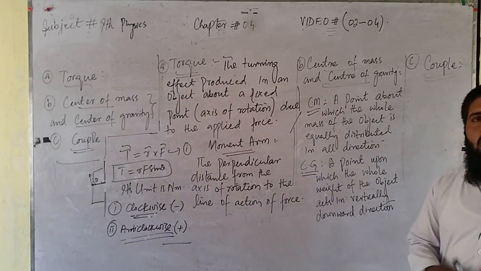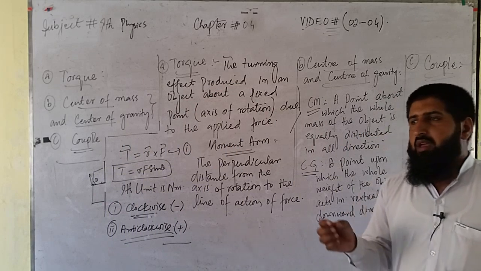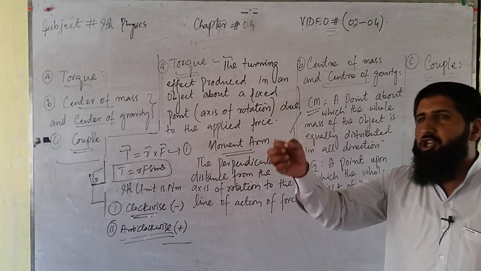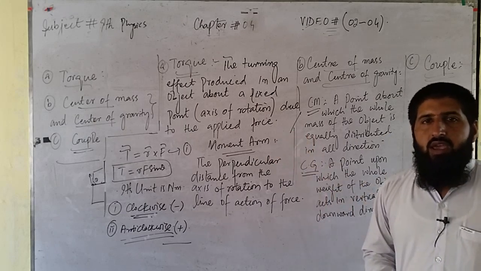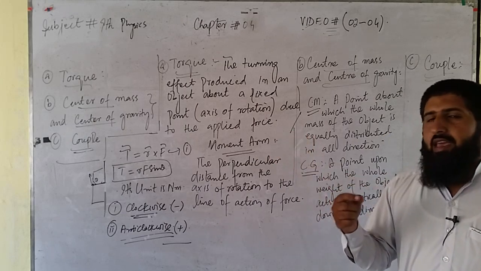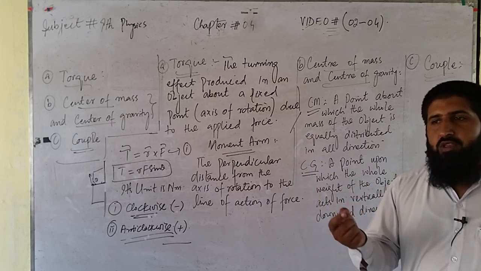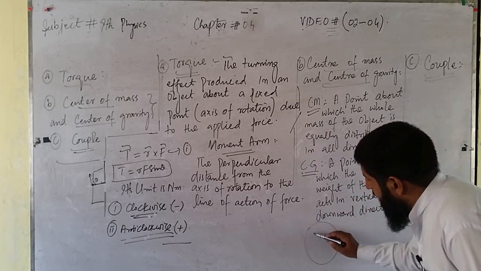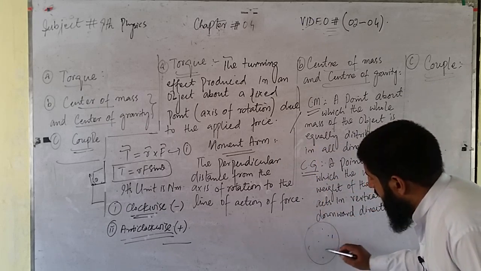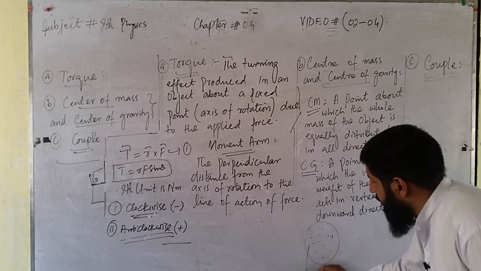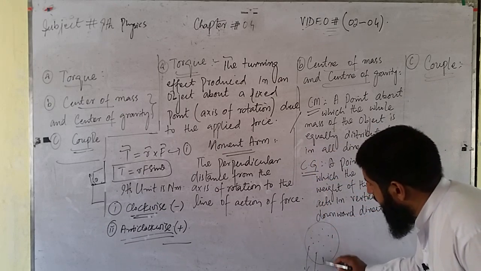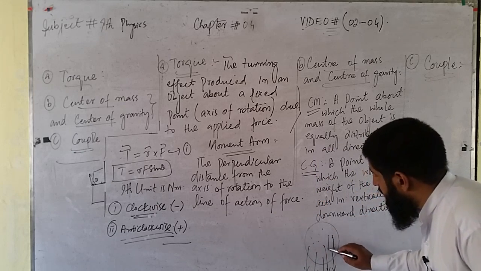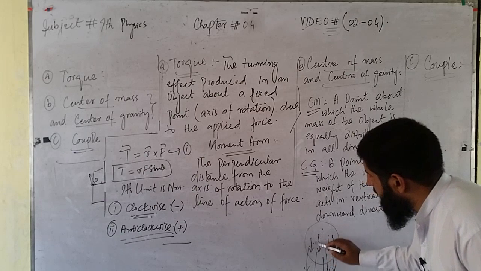The whole object is composed of a large number of particles. So obviously each particle will have some specific weight, and each point will experience a weight which is always acting downward. For example, we have an object and here we consider points. Each of these points will experience a downward weight, a force which is acting downward.